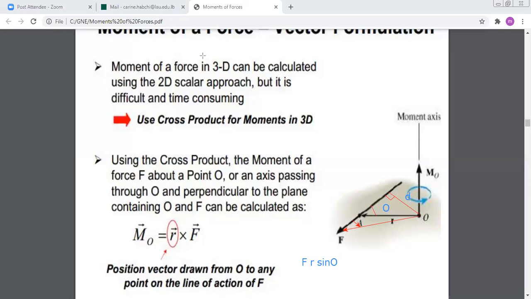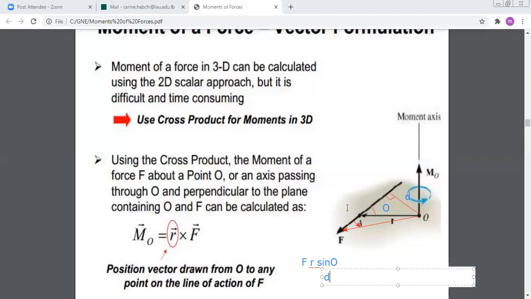So I can say that this term is nothing other than d, which is the projected distance from O on the line of action of the force. So until now, when I did r vectorial f, I got the magnitude of the moment. Now I still should verify the direction.